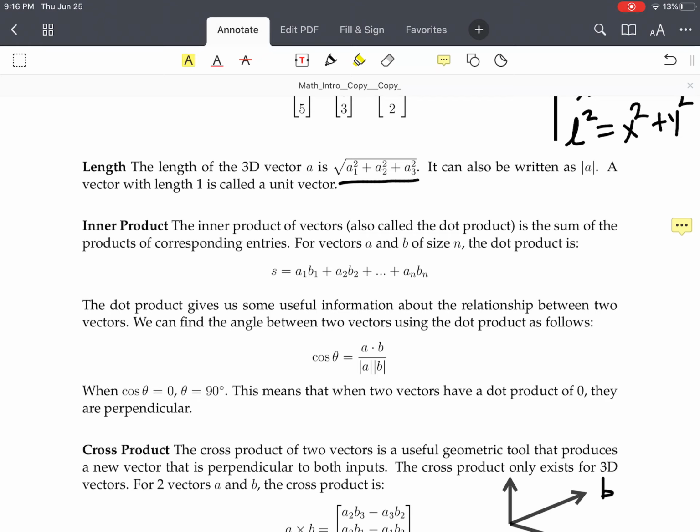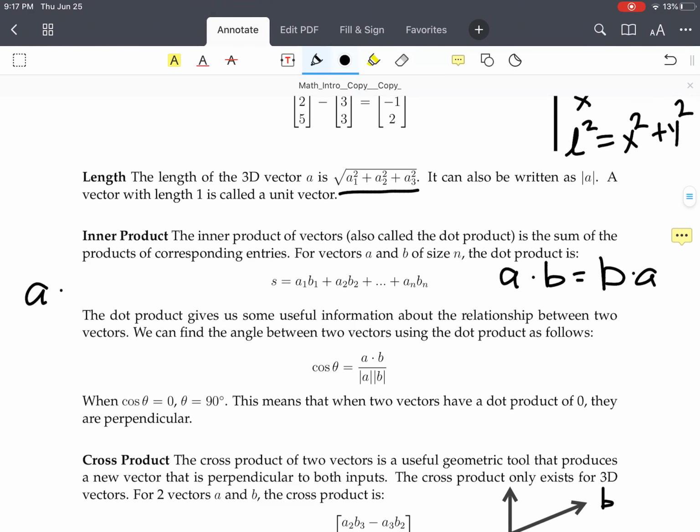Okay, and so the dot product has a few nice properties similar to addition. So one of these properties is a dot b is equal to b dot a, so it is commutative, just like addition. And similarly, we could also write a dot (b plus c) is equal to a dot b plus a dot c. So you can kind of just distribute the dot product.